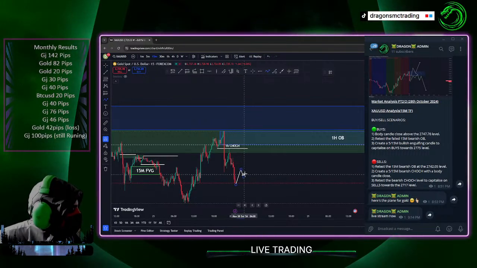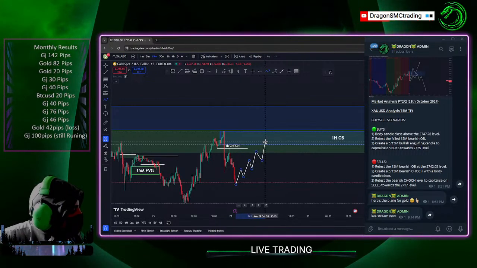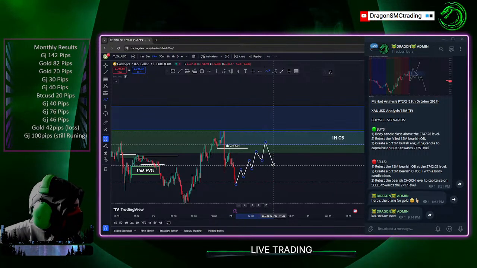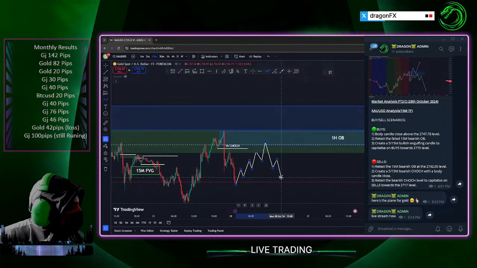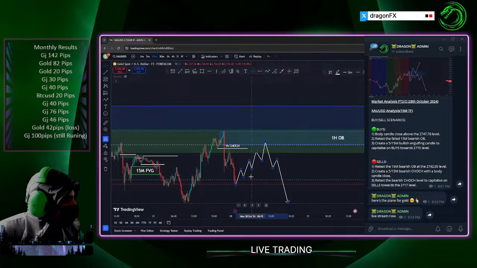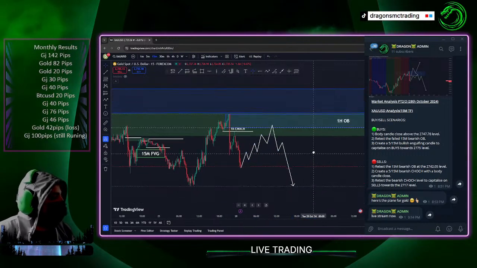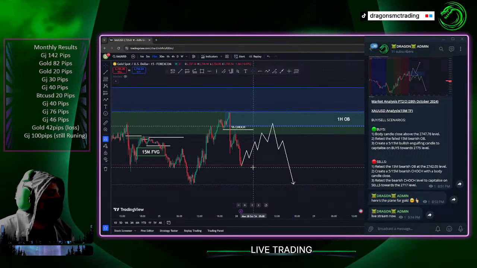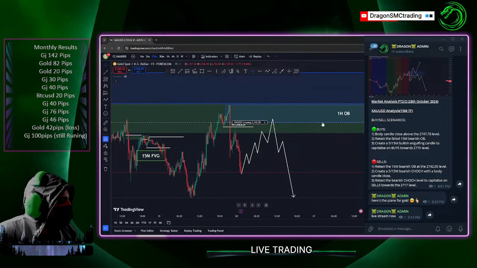Scenario one is price goes all the way back to the bearish 1 hour OB, retests it, and if we see a change of character to the downside with a body candle close, then we can look for a retest to look for some sells. This is the scenario that I need to see happen before I take any sell decisions. And why is that? Because this OB hasn't been tested yet.